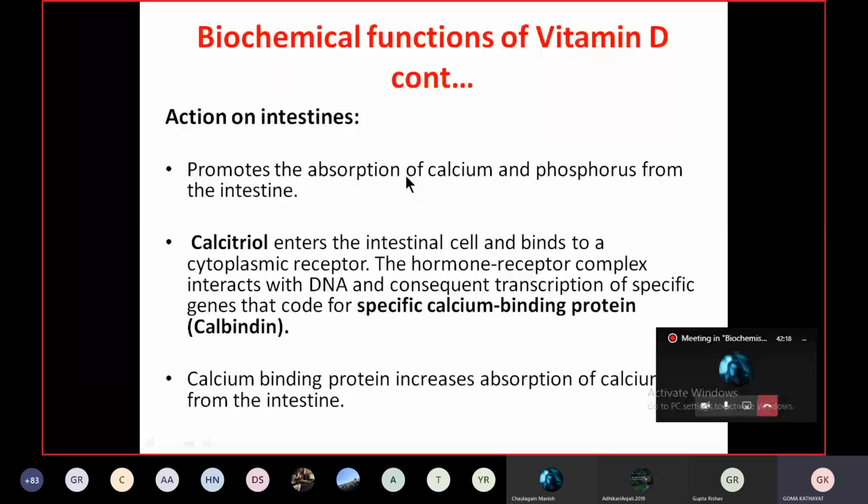For example, in the case of the intestine, it leads to the formation of a protein like calcium binding protein. Because of the formation of this calcium binding protein, there is absorption of calcium and phosphorus from the intestine. Understood the role of vitamin D? Basically, it helps in the absorption of calcium and phosphorus from the intestine.